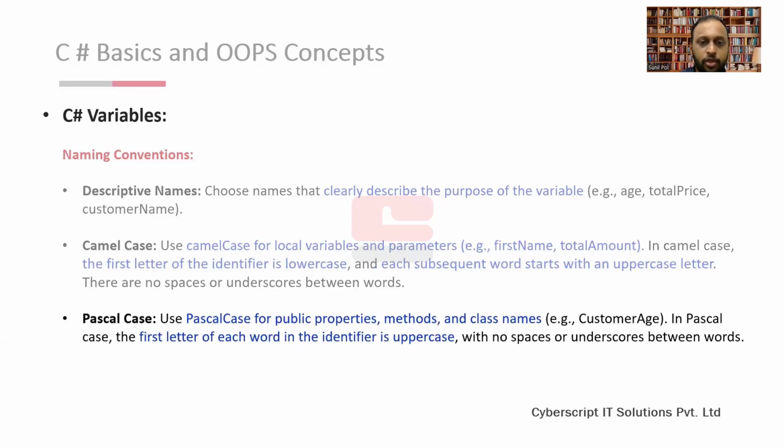Pascal case. You need to follow Pascal case whenever you want to declare properties, methods, and class names. In Pascal case, the first letter of each word in the identifier is uppercase with no spaces or underscores between words. So the difference between camel case and Pascal case: in camel case, the first letter of the first word is in lowercase, but in Pascal case, every word's first character should be in capital letter, like customer age.